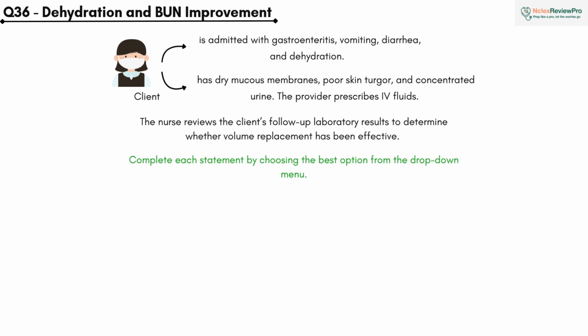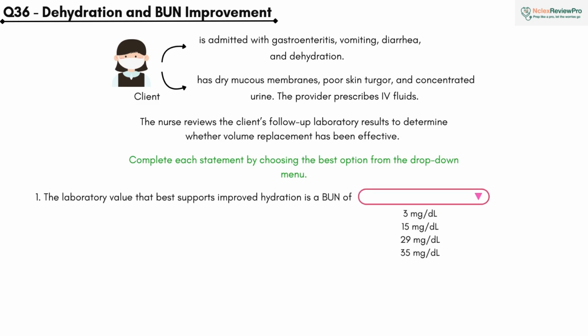And the question is asking you to complete each statement by choosing the best option from the drop-down menu. This question is testing whether the nurse can connect a laboratory value with the client's hydration status. The laboratory value that best supports improved hydration is a BUN of blank: 3 milligrams per deciliter, 15 milligrams per deciliter, 29 milligrams per deciliter, 35 milligrams per deciliter.